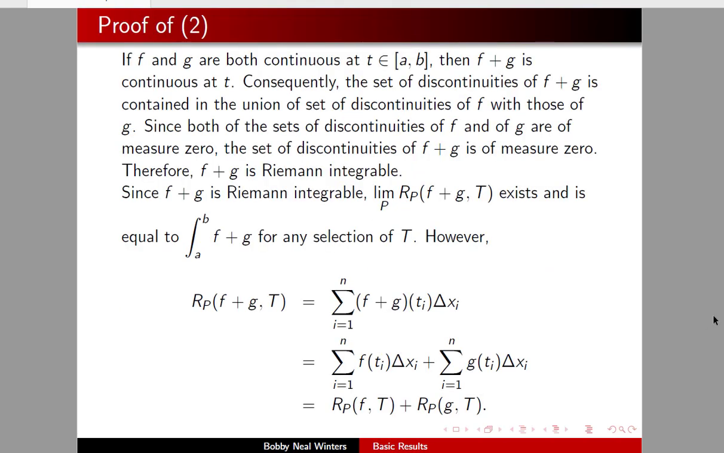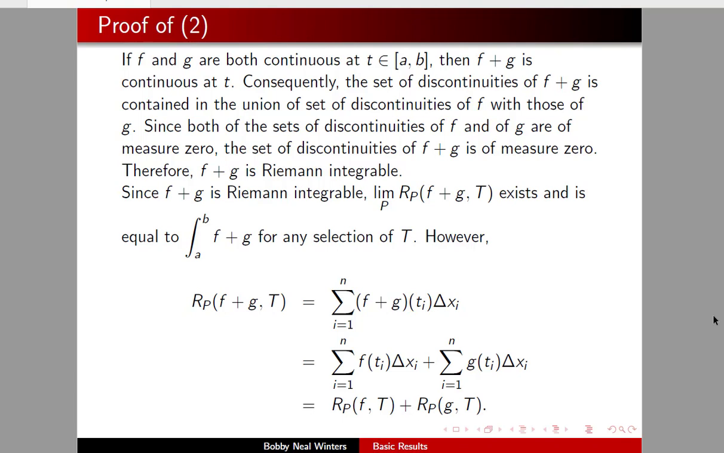All right, so now if f and g are both continuous at t, then f plus g is continuous at t. Consequently, the set of discontinuities of f plus g is contained in the union of the set of discontinuities of f with those of g. Since both sets of discontinuities of f and g are of measure 0, the set of discontinuities of f plus g is of measure 0. Therefore, f plus g is Riemann integrable.